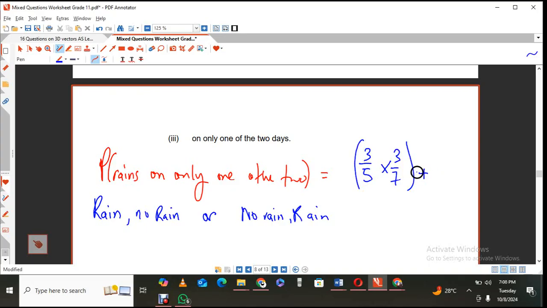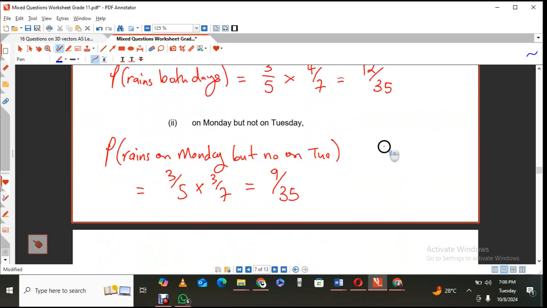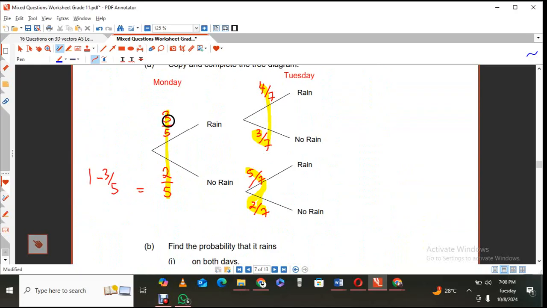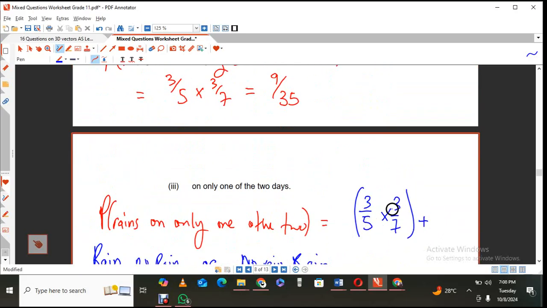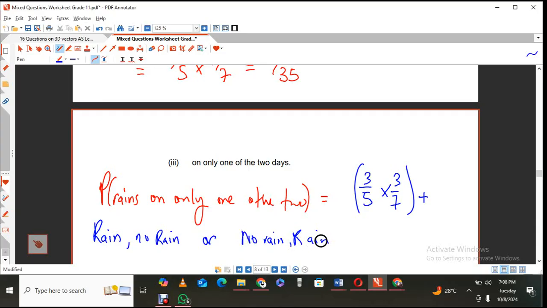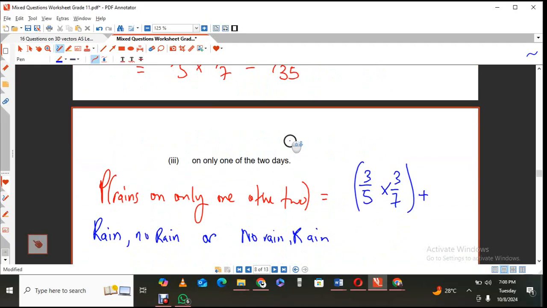So rain, no rain. Let me show you. So rain 3/5, no rain 3/7. This is what I have here. Then no rain, rain. So that means we go no rain, which is 2/5, and rain 5/7. So 2/5 times 5/7. So that's 2/5. And what did we say?